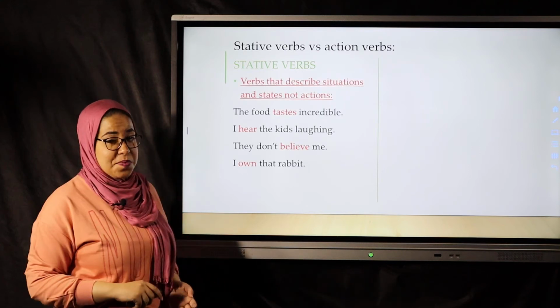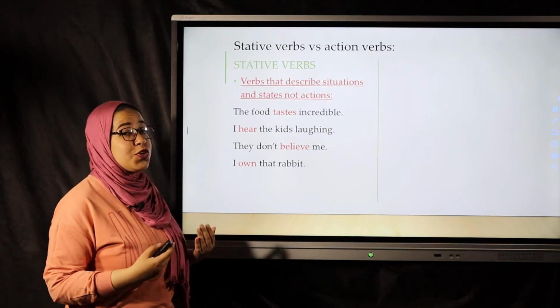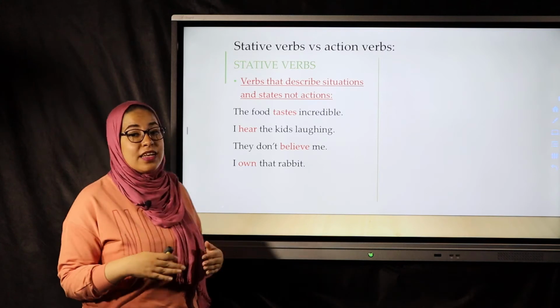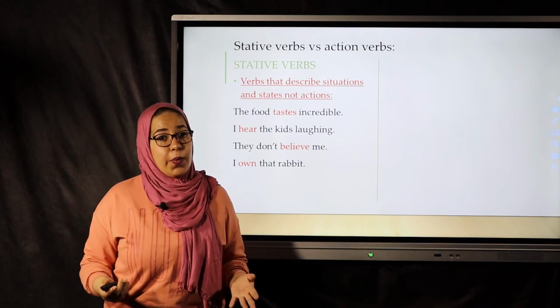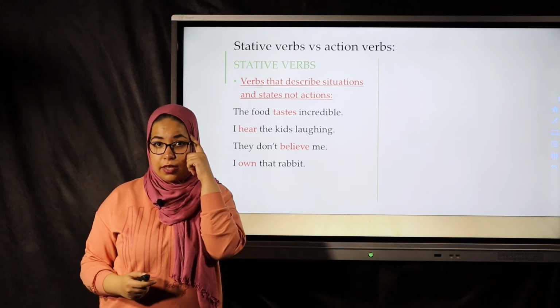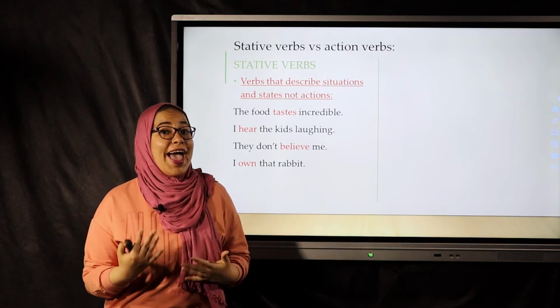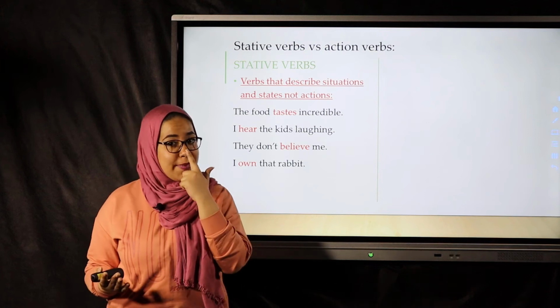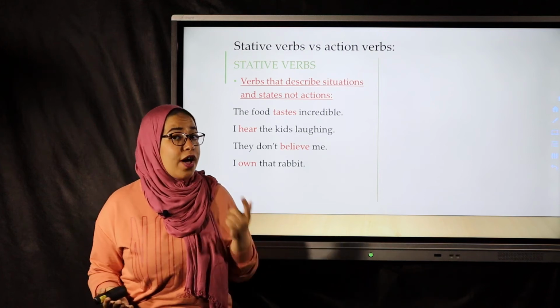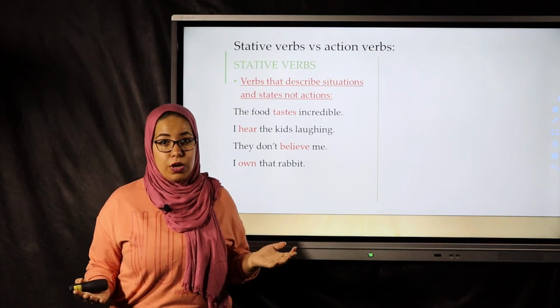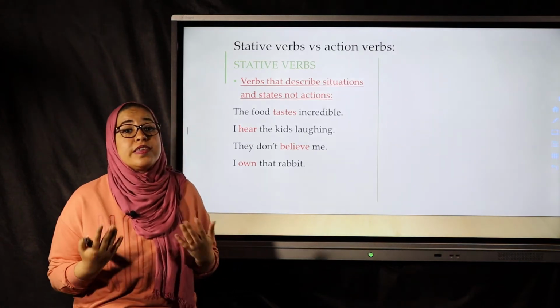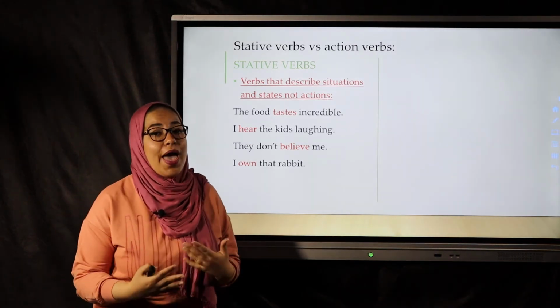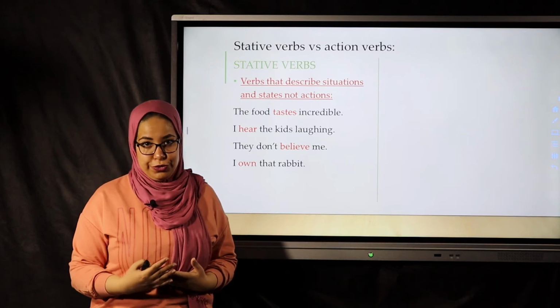A stative verb is a verb that describes a situation and a state, not an action. Like what? Thinking. Do you have to do an action while thinking? Or you just think? Smelling. Do you have to move while smelling? Not at all. So this is a situation or a state, something that you don't have to move in order to do.